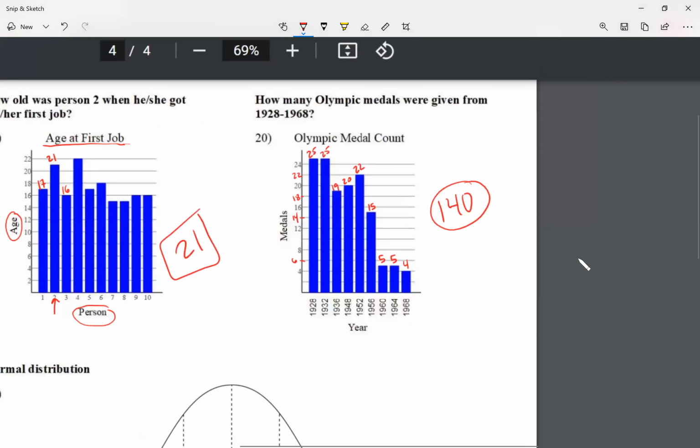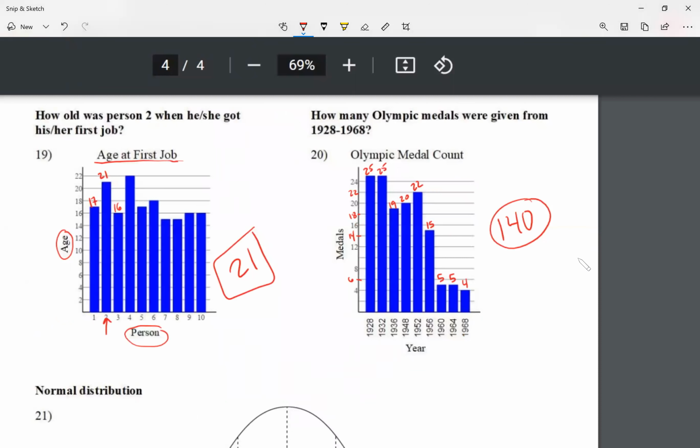On the homework, I'm going to be asking you to pay attention to one bar, like I did on number 19. I just wanted to know the height of one bar, or I might ask you to deal with more than one. Question number 20, I ask you in this case to deal with all of them. So be very careful on the instructions.